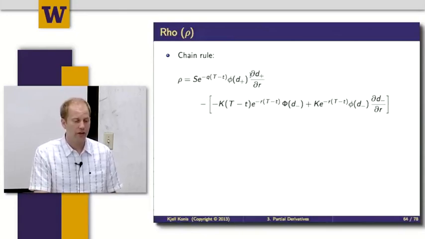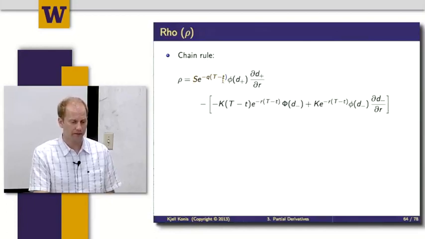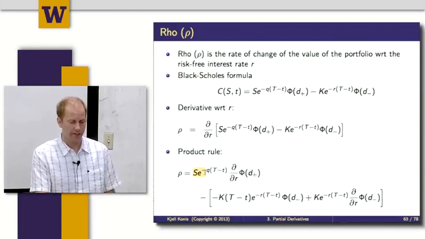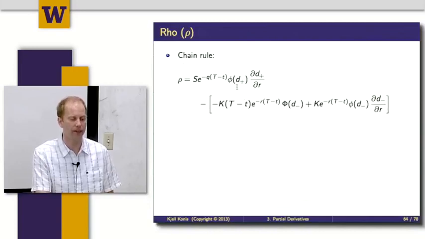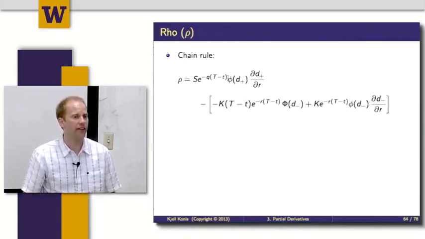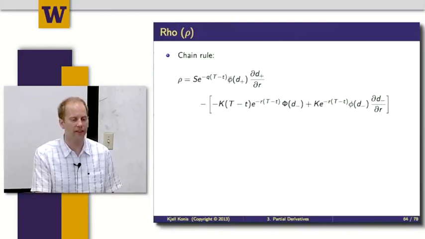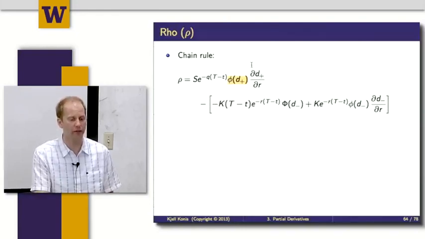And now by the chain rule, I've kept this first bit here the same, and now I'm trying to take the derivative of a function of d plus with respect to little r, so I have to use the chain rule. And so I'm starting to do a few more steps in each line here. So we've already seen that the derivative of capital phi of d plus with respect to d plus is just little phi of d plus. And then by the chain rule, I need to multiply that by the partial derivative of d plus with respect to r.